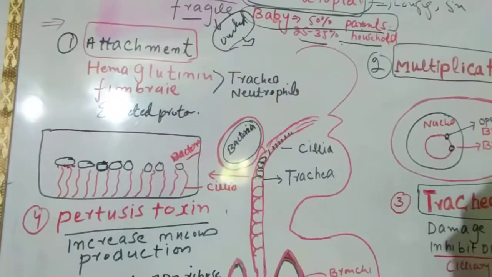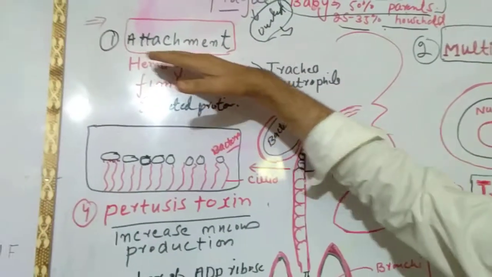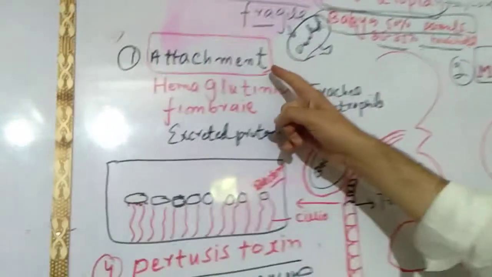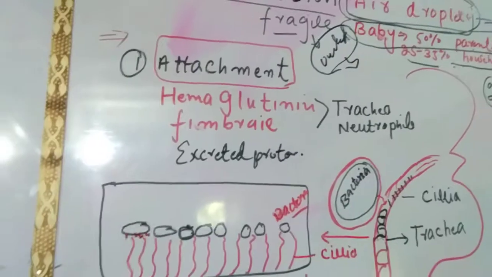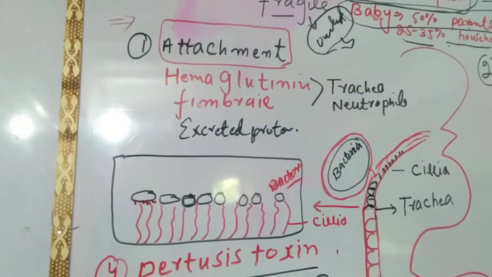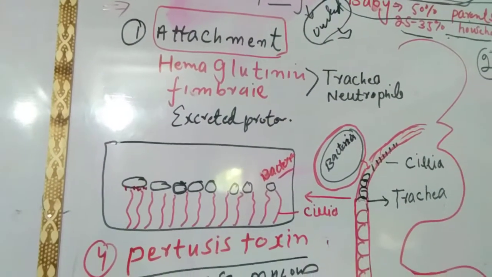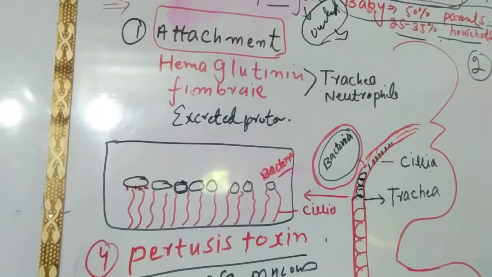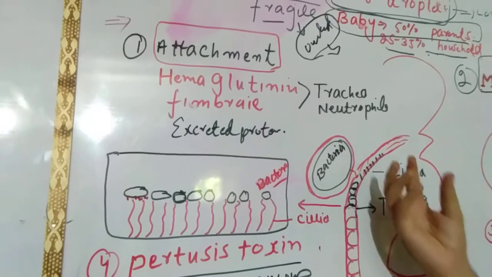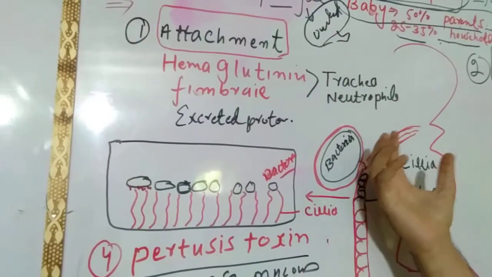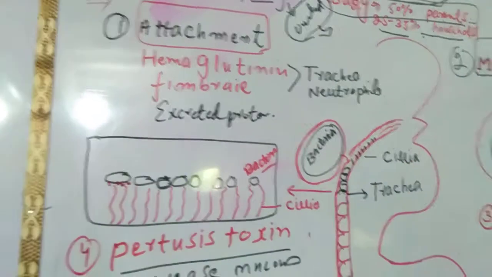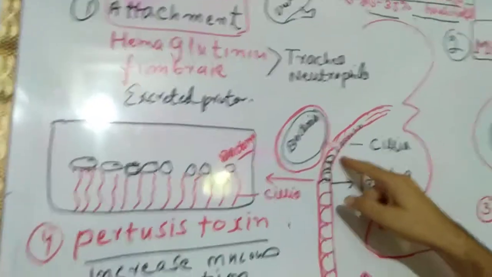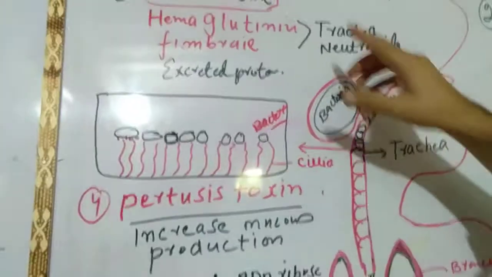Now in the pathogenesis, I am talking about the attachment. The first stage in pathogenesis is attachment. So the question arises: how does the bacteria attach to the body? Especially this bacteria is respiratory. It causes infection in the respiratory tract, especially in the trachea. Now what happens in attachment?